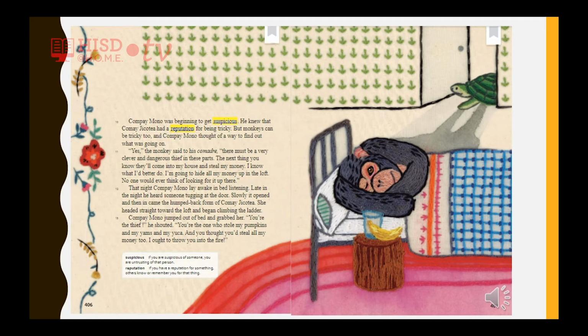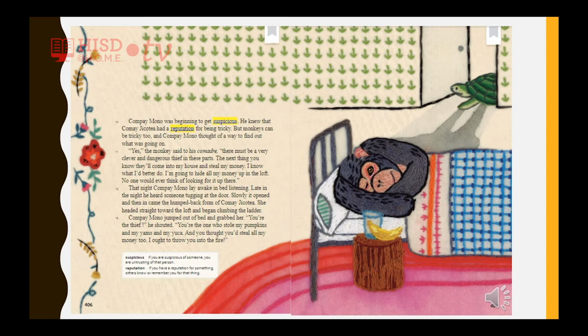Kompe Mono was beginning to get suspicious. He knew that Kome Jikotia had a reputation for being tricky. But monkeys can be tricky too. And Kompe Mono thought of a way to find out what was going on.